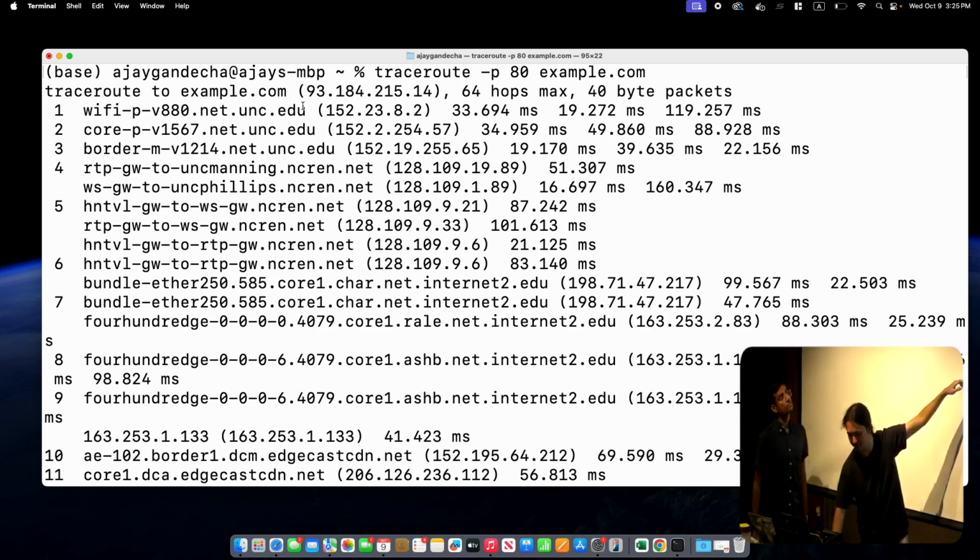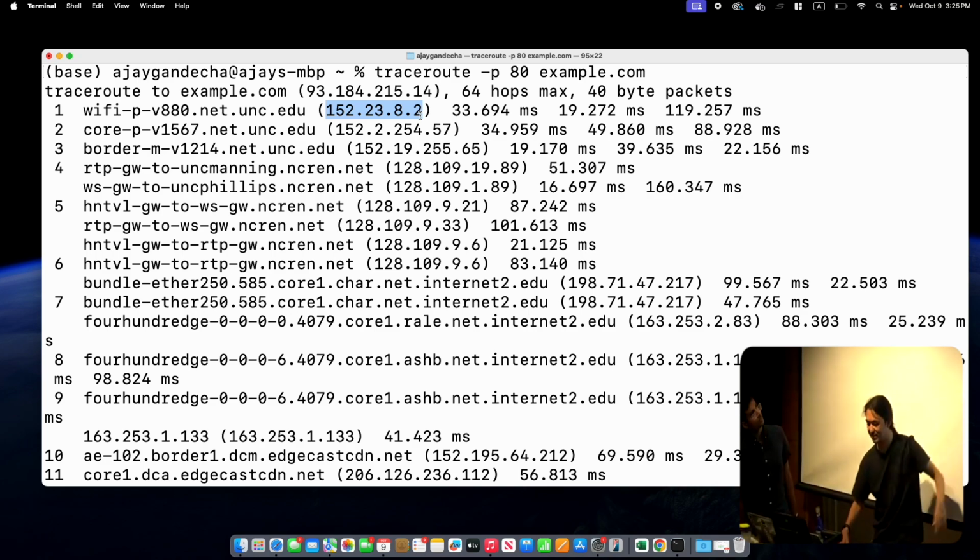So we started up here. We went through this one. This one actually has a name, very helpfully, but this is the actual address. Just look at what's in the parentheses here. So this is the router for this room.